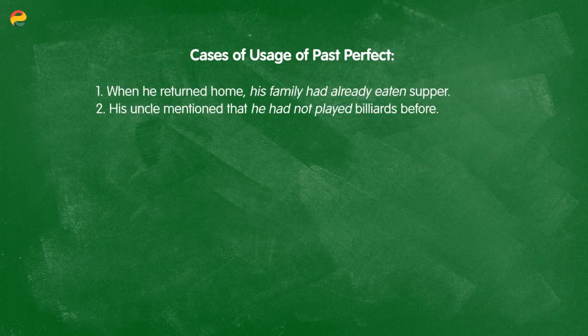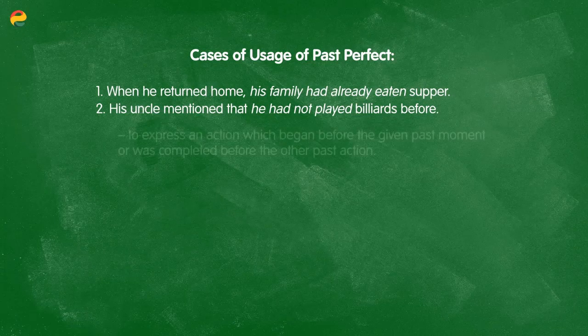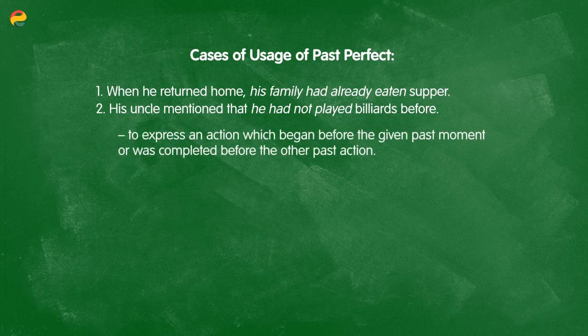Now, let's look at some cases of usage of the past perfect tense. In the first example, when he returned home, his family had already eaten supper. Or, in the second example, Anne began studying English, which she had wanted to do for years. And finally, his uncle mentioned that he had not played billiards before.